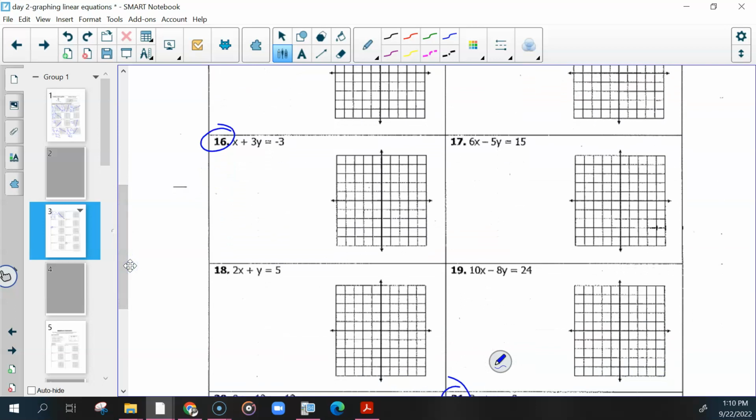For 16, what's our first step? Usually that's going to be your first step in all of these unless your x term is negative. So 3y equals negative x minus 3. When we divide everything by 3, what would our new equation become? Brian? Y equals negative 1 over 3 minus 1. You are missing one thing. X.